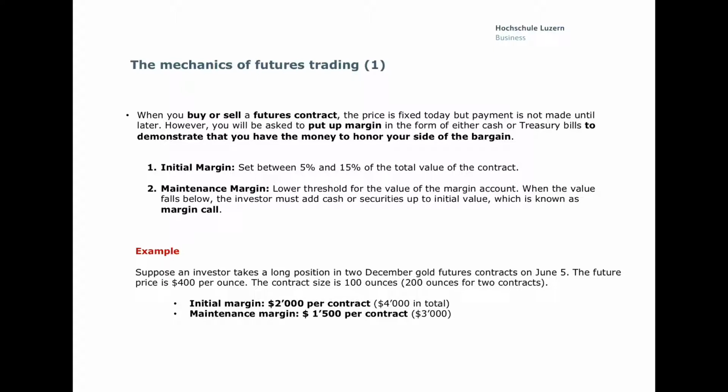Suppose an investor takes a long position in 2 December gold futures contracts on June 5. The futures price is $400 per ounce and the contract size is 100 ounces. Based on these assumptions, it follows that the initial margin to be paid to the clearinghouse is $2,000 per contract and the maintenance margin is $1,500 per contract.